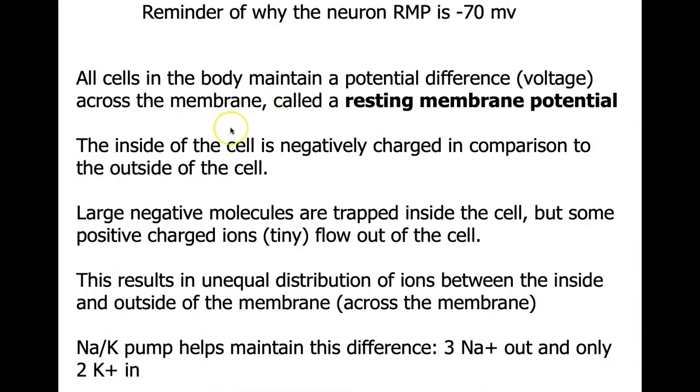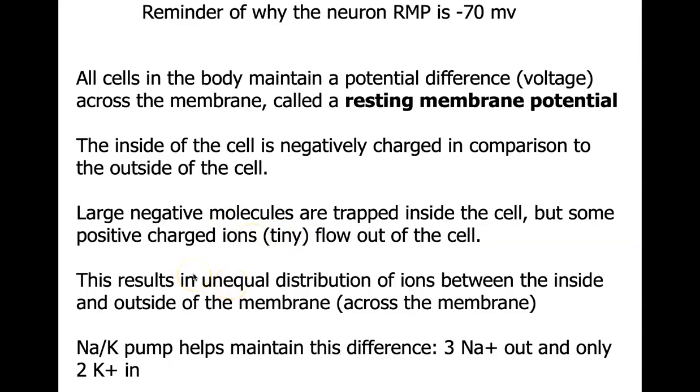Remember that all cells in the body maintain a potential difference in voltage across the membrane. This difference in voltage is our resting membrane potential. It's very commonly -70 in neurons. With -70, this means the inside of the cell is negatively charged in comparison to the outside. Large negative molecules are trapped inside the cell, but some tiny positively charged ions flow out of the cell. Remember, this is mostly potassium.